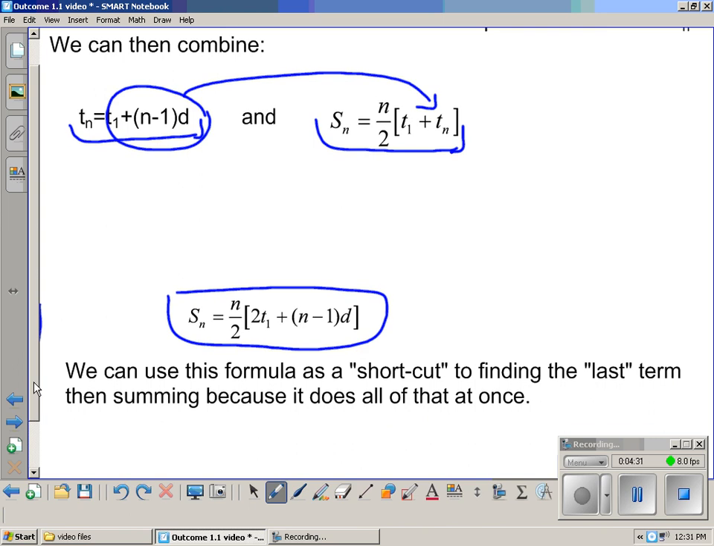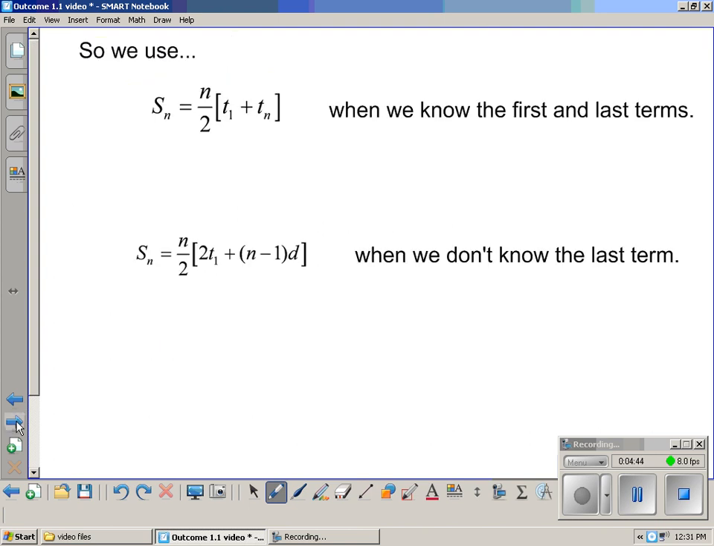So in the last question we had to find our Tn first, so we had to do this step, and then we substituted into here. If we had had this equation, we could have just substituted directly in there. So we use the first equation when we know the first and last terms, and the second sum equation when we don't know the last term.